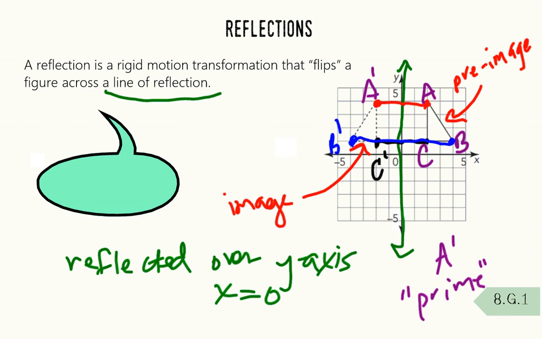So another clue when deciding if something is an image or a pre-image is to take a look at the notation. If it has regular letters, triangle ABC, that's your original, that's going to be your pre-image. If it has prime markings, that's going to let you know that a transformation has been done to the original shape.